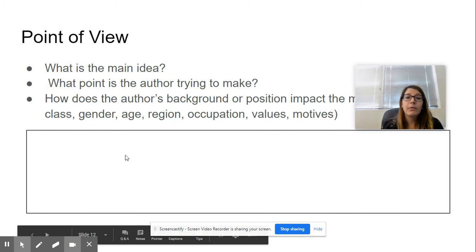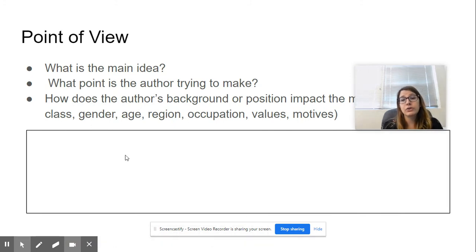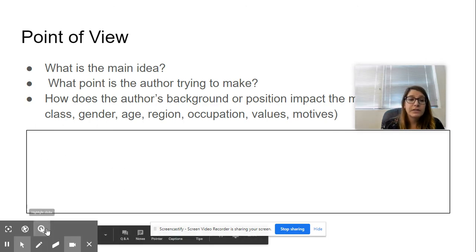Point of view. What is the point of view that the author is trying to convey? You have to think, is he a settler? What does that say about him? We'll talk about the kind of people who settle the areas. So that would be like his occupation. How does that tint the time period? And so you're going to go ahead and fill this out as you go.